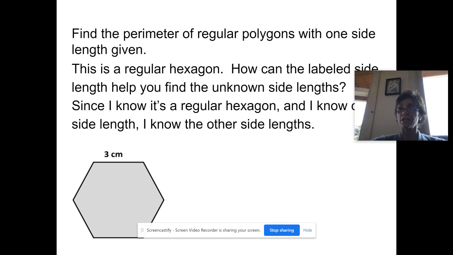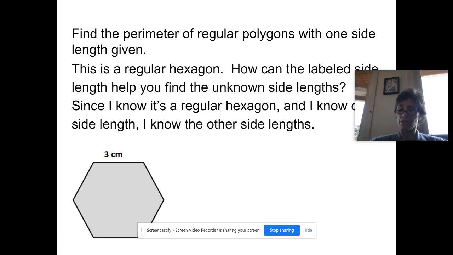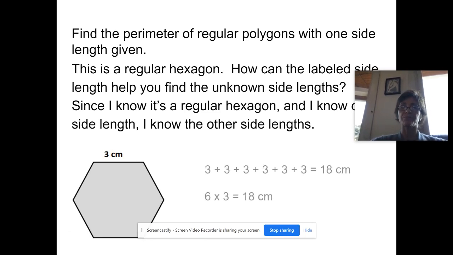Well, if I know that it's a regular polygon, in this case a hexagon, I know that all the sides are the same. So if one side of my hexagon is 3 centimeters, I know that all the sides are 3. So this one is also 3 centimeters, 3 centimeters, 3 centimeters, 3 centimeters, 3 centimeters. Go ahead, solve the problem, find the perimeter, and then you can check and see if you did it the same way I did. Okay?